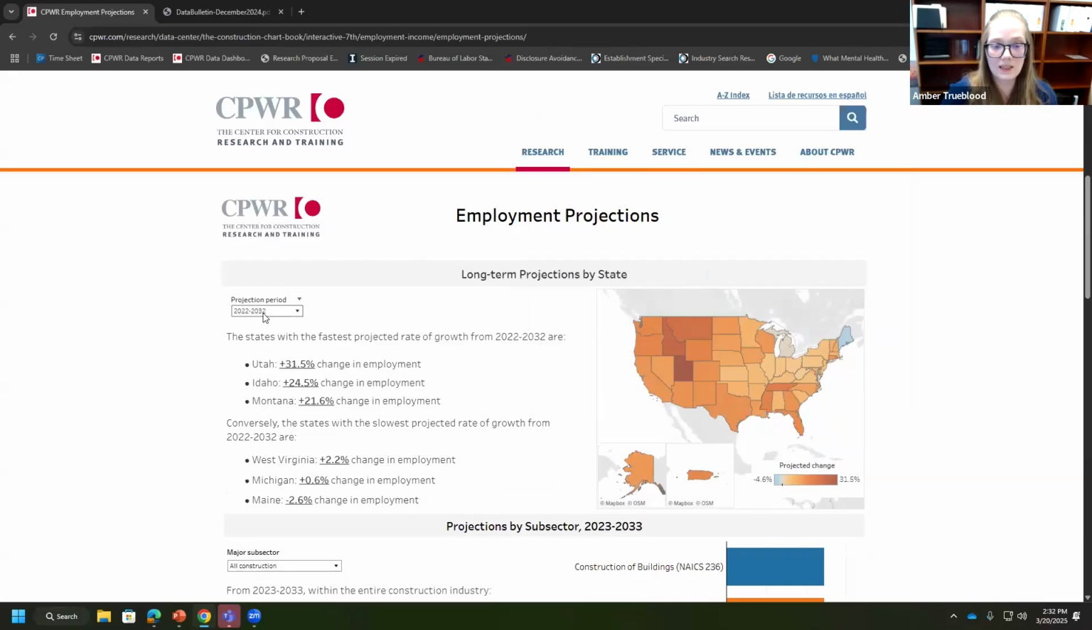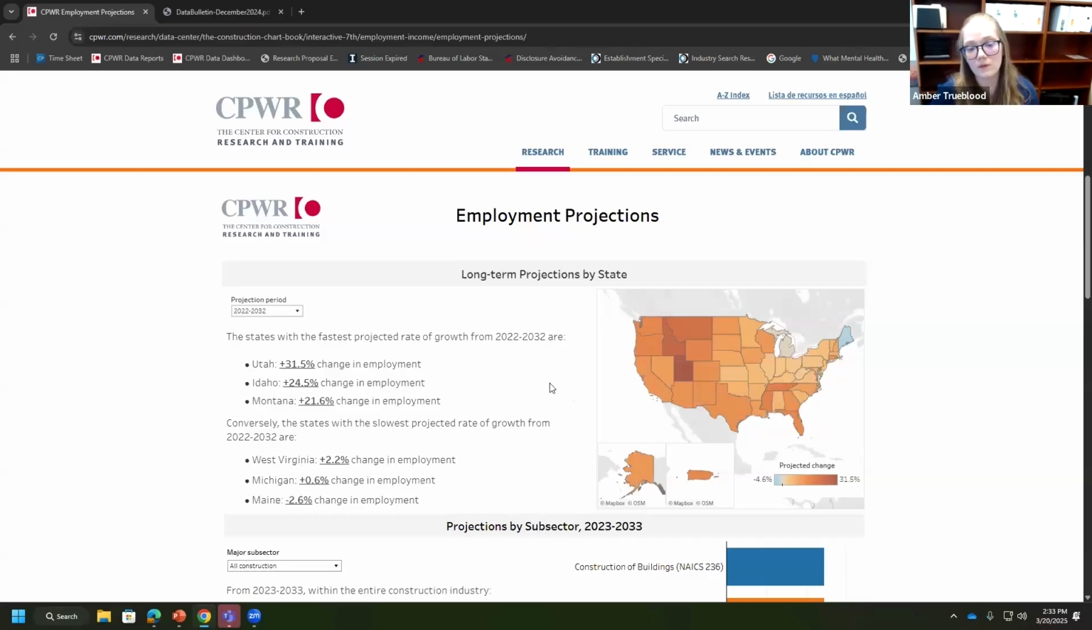So it defaults to the period 2022 to 2032. That is a projection period defined by our data source here. And we looked at by state. And so the darker the orange, the fastest growth predicted. And so what we do see is Utah has the fastest. It's predicted to increase 31% during this time period.